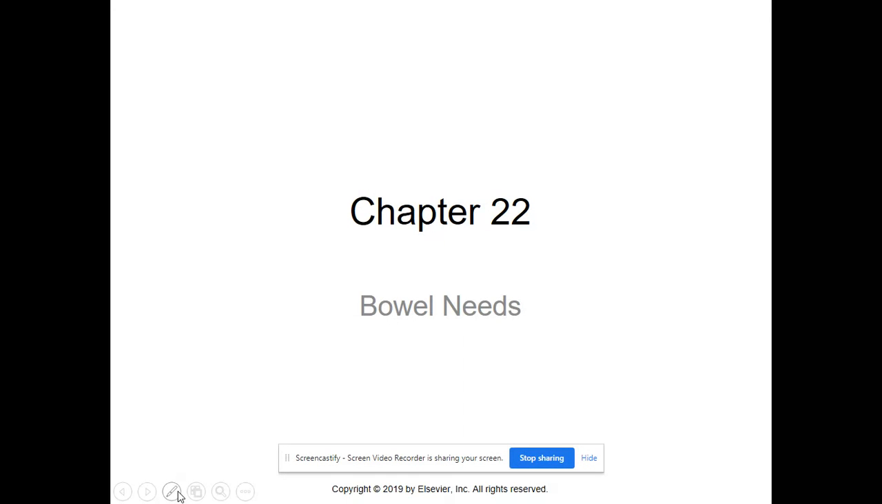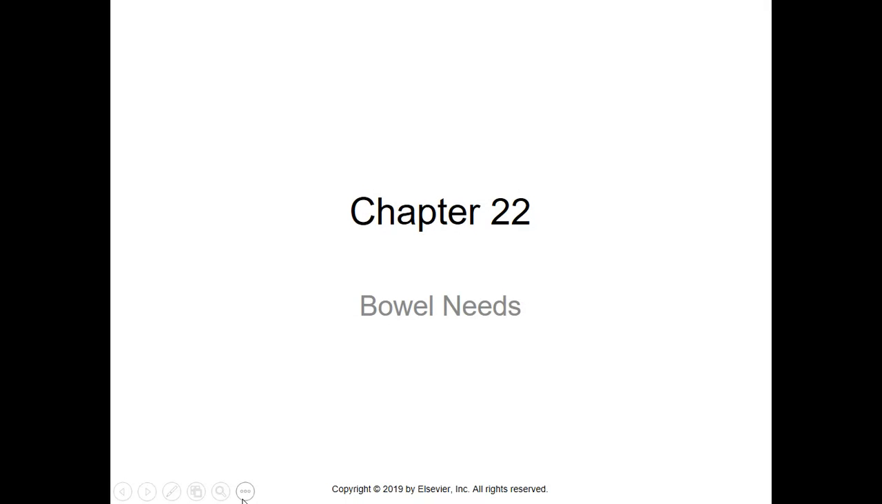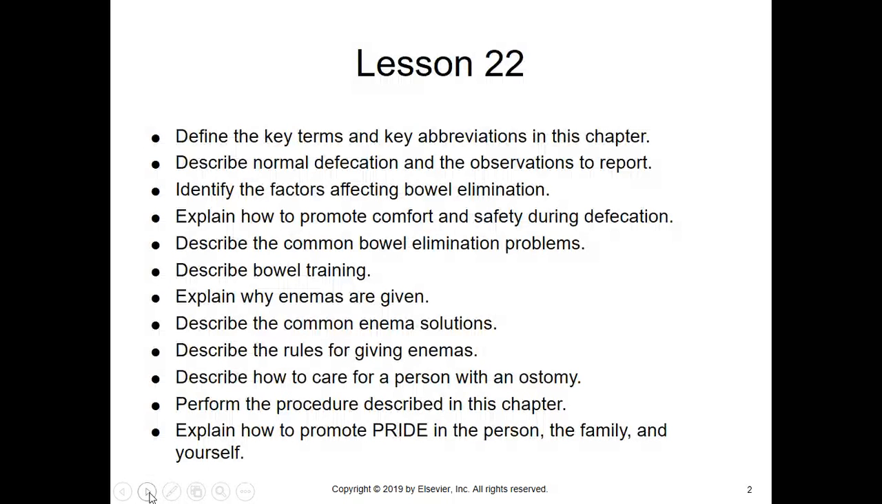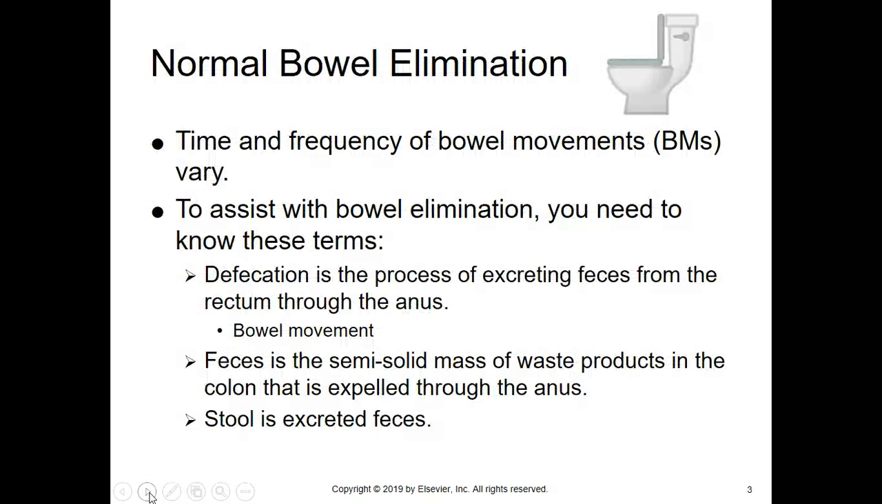Then the chapter starts out talking about how bowel elimination is a basic need. It's a physical need. We have to be able to have a bowel movement. It's a normal process. It needs to happen. It's a way of our body getting rid of waste, just like our urine is waste. Okay. So let me go to the next slide for you. Key term. There we go.